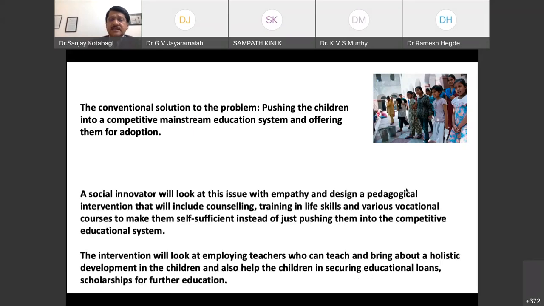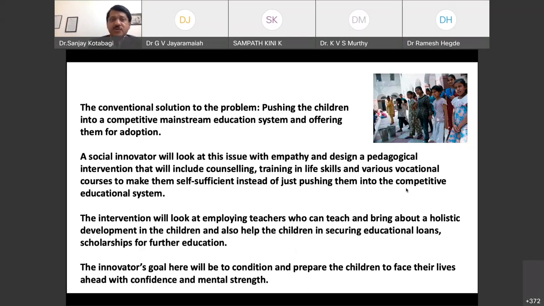So if this is being tackled by a social innovator, he would empathetically design a pedagogical intervention that would include counseling, training in life skills, and various vocational courses to make them self-sufficient instead of just pushing them into the competitive educational system. Right? Understanding their pain points at the individual level. So a girl is good with certain basic prerequisites. I can develop her qualities further and then make her comfortable. So this is the difference.